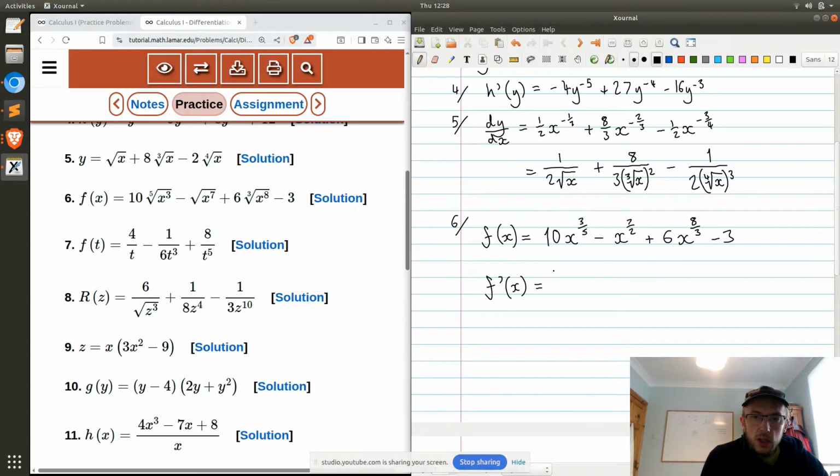So we get 30 over 5, which is 6. So 6x to the minus 2/5, and then minus 7/2 x to the 5/2, and then 48/3, which is 16. So 16x to the 5/3, and the constant disappears.